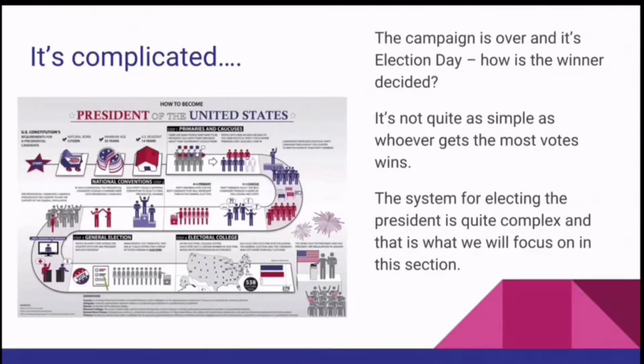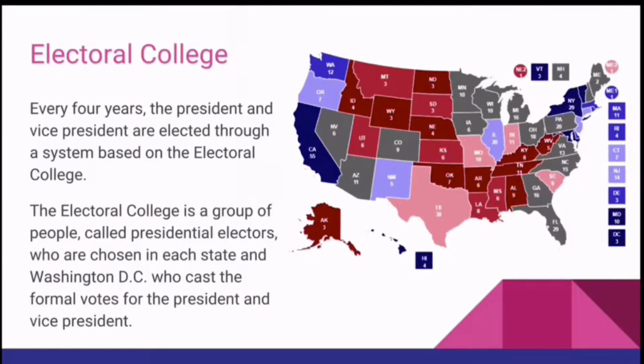Because we have a representative democracy, there are a few more steps in between there. You need to understand the Electoral College. These are the people that actually get to vote for the president. So every 4 years, the president and vice president are elected through a system based on this Electoral College. This is a group of people called the presidential electors who are chosen in each state and Washington, D.C., and who cast formal votes for the president and the vice president.